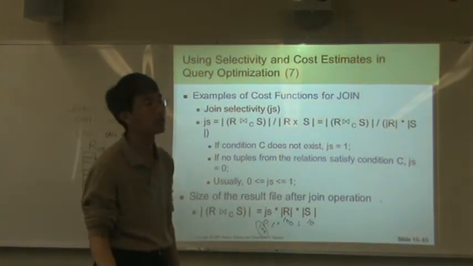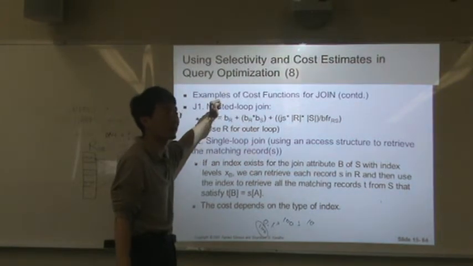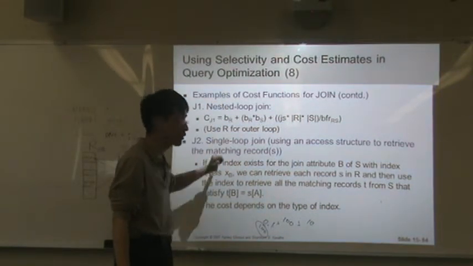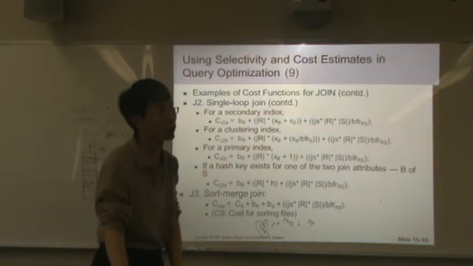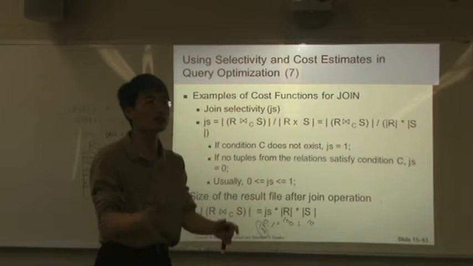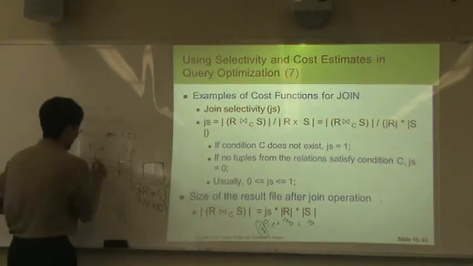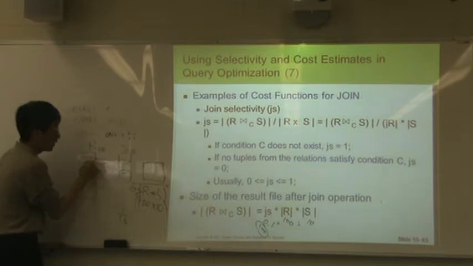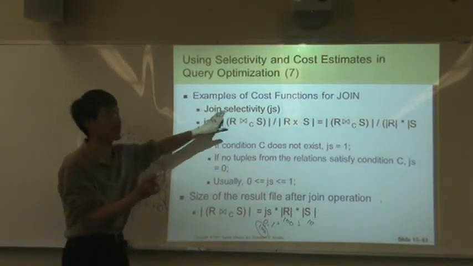Is this for any query? I can make the query in different ways. That will be here, the nested loop join. We will see in case of nested loop join, in case of single loop join, and in case of sort merge join. So join selectivity is, in case of a join, what is the common part between R and S? That is the idea of the join selectivity.